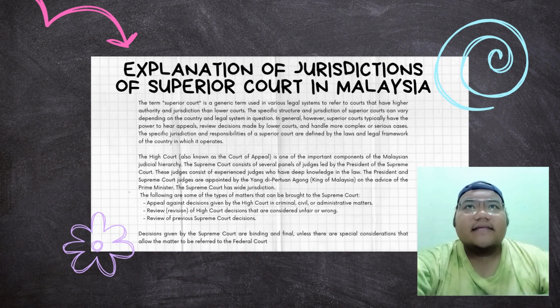The following are some types of matters that can be brought to the Supreme Court: appeals against decisions given by the High Court in criminal, civil, or administrative matters, reviews of High Court decisions that are considered unfair or wrong, and lastly, review of previous Supreme Court decisions. Decisions given by the Supreme Court are binding and final unless there are special considerations that allow the matter to be referred to the Federal Court.